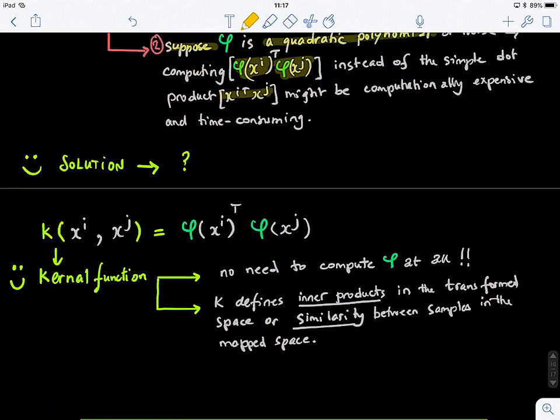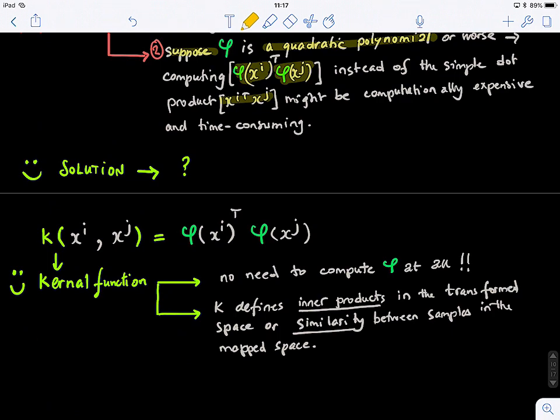So after having defined the kernel function, you can notice that we don't need to compute the phi. This does not depend on the phi anymore. We're not using the phi. So we can define it directly in such a way that the dot product between some transforming functions gives us that similarity. But all we care about is the direct value of the similarity, not the explicit form of phi.